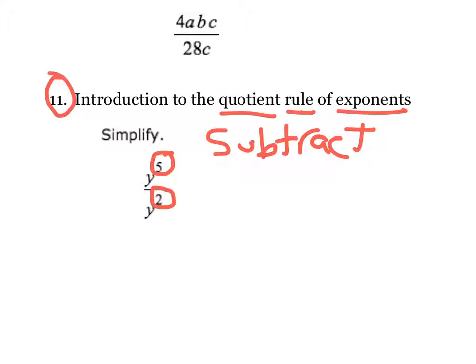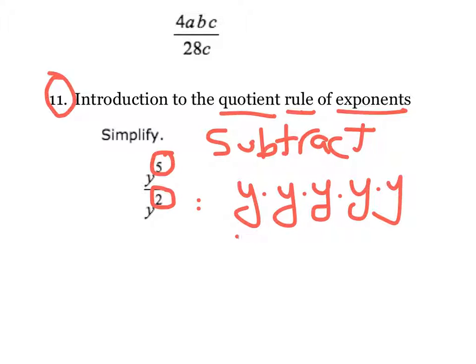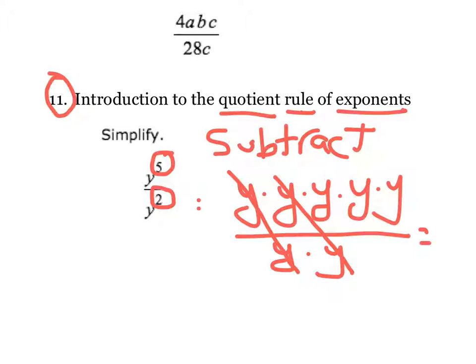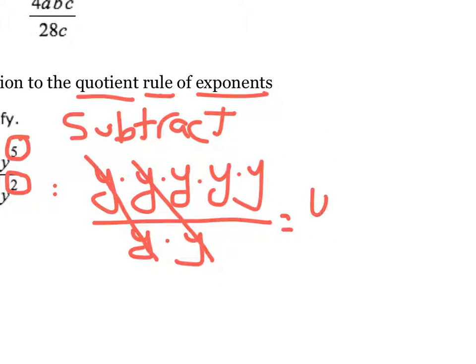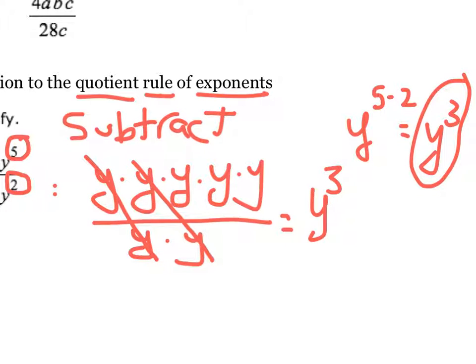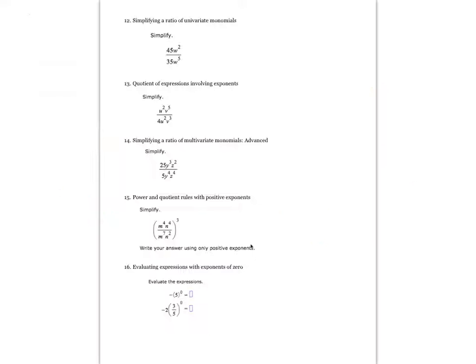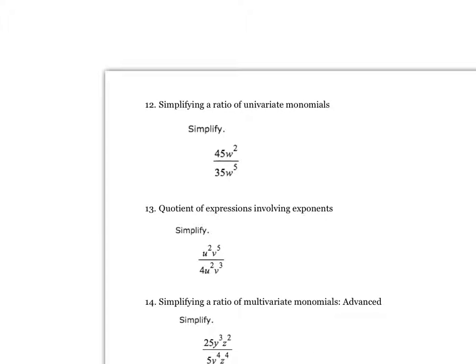Subtract exponents. So if I was to expand this out, I'll show you why it's subtraction. Y times y times y, we got 5 y's, right? All over 2 y's. As I was working with fractions, you would see that obviously these would cancel, leaving you with 3 at the top, which would be the same as y to the 5 minus 2, which equals y to the third. That's why you're subtracting. It's more of a canceling piece than it is subtraction. Moving on. Here we go, number 12.